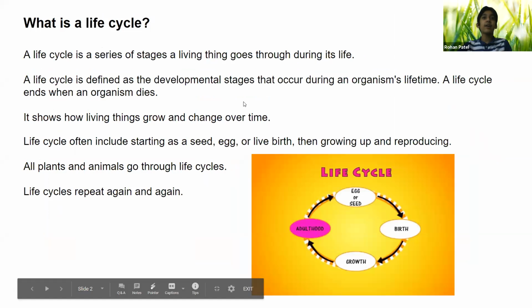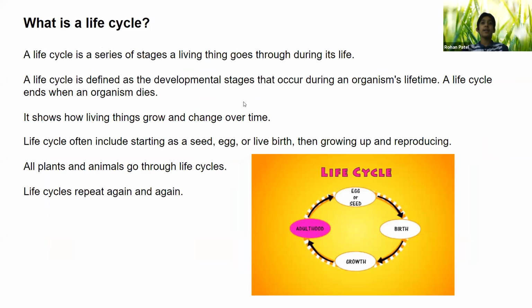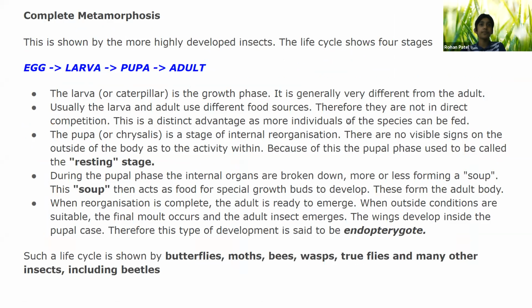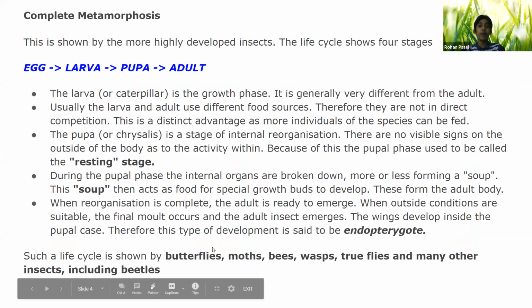So a life cycle is a series of stages that a living thing goes through in life. It always repeats, and it shows how living things grow and change over time. There are 2 main types of metamorphosis: incomplete and complete. Metamorphosis means change of form. In complete metamorphosis, we have egg, larva, pupa, and adult. It includes butterflies, moths, bees, etc.